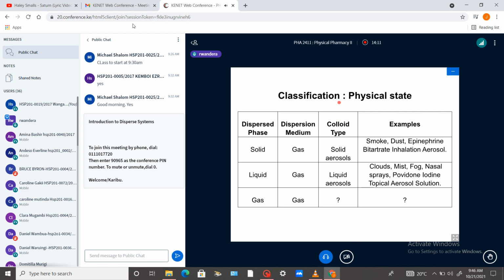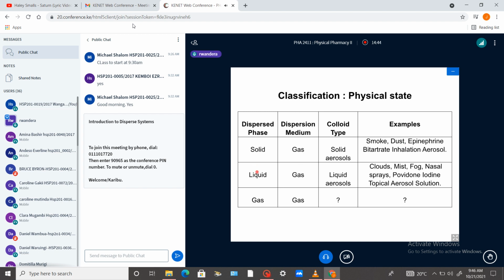Just to end up on the classification, a solid dispersed in a gas. So you have solid particles dispersed in a gaseous medium. This is what we refer to as solid aerosols. Good examples are smoke and dust. We have a drug called epinephrine bitartrate inhalation aerosol. It also falls under this category.